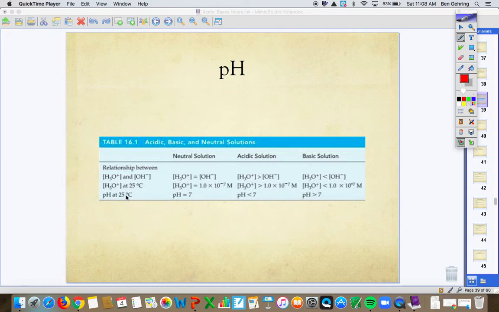Your pH level at 25 degrees Celsius, which is the standard temperature we use, is 7 for a neutral substance. It's got to be less than 7 for acidic and greater than 7 for basic.